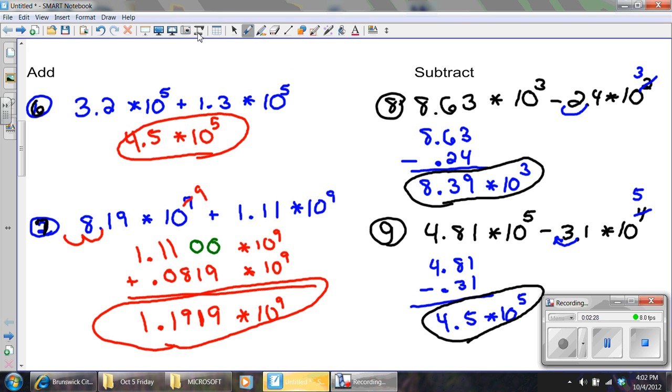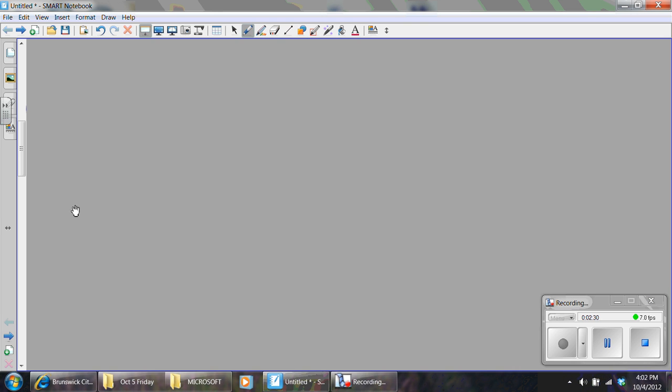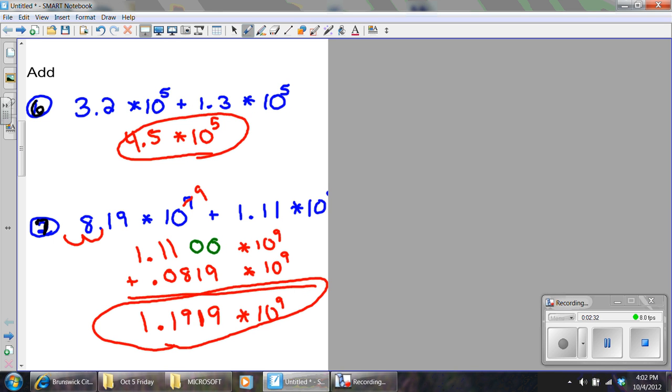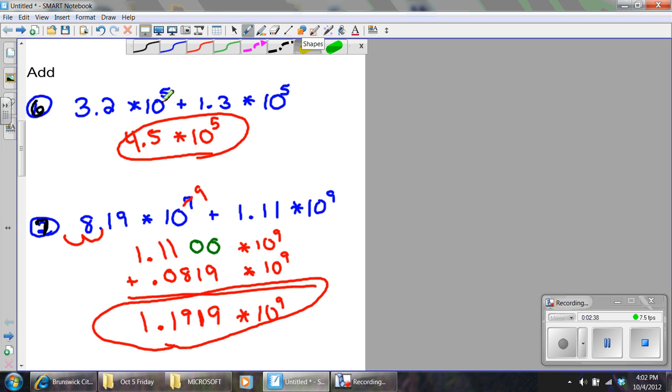Okay, here are my solutions. I'm going to kind of cover them up as I talk about them. All right, the first one, the addition. First thing I checked was to see if my exponents were the same on my tens, and in this case they were. So I could just go ahead and add, and all I did was add 3.2 and 1.3. I get 4.5 times 10 to the 5th power.